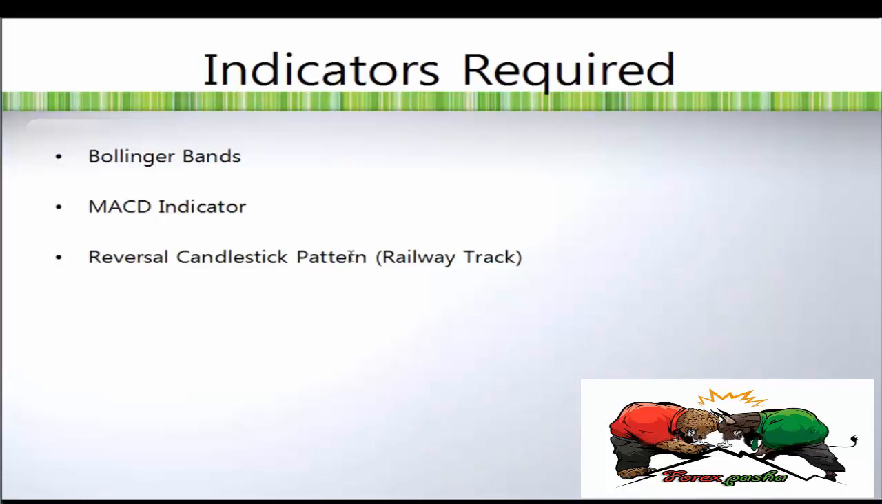And the only pattern that we are going to use in this hit the Bollinger Band strategy is the railway track. I shall be talking about this railway track in case some of you do not know what exactly is the railway track candlestick pattern. For those of you who have been to my blog and read my blog about this candlestick pattern, you should have understood what is the railway track. However, for the benefit of people who do not know, I shall go through this part, the railway track, in this video tutorial.